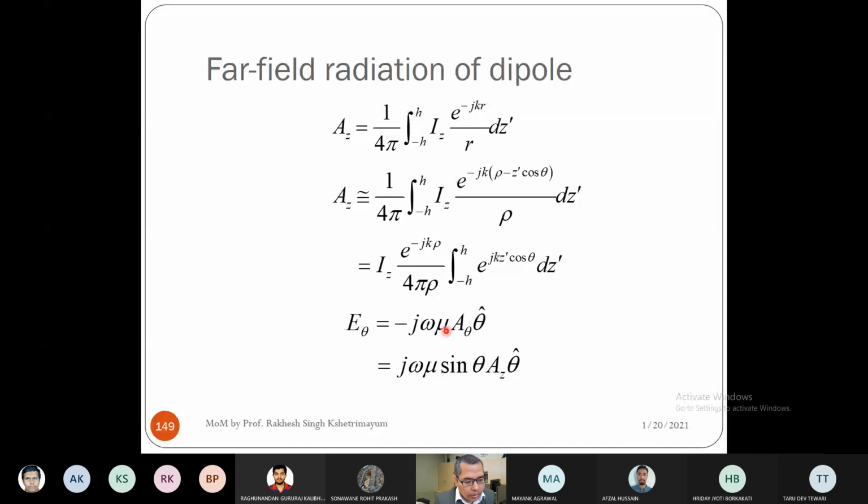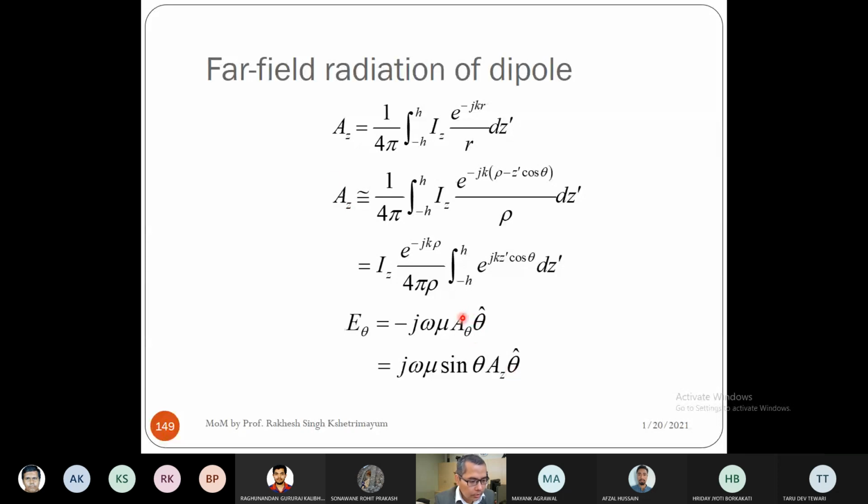So how do you find electric field once you have the magnetic vector potential? You do minus j omega a theta. So this is the time varying case. In the time harmonic fields, you replace del by del t by j omega. We have done a lot of discussion on that. So now a theta, how do I find? I have az here. How do I find a theta?